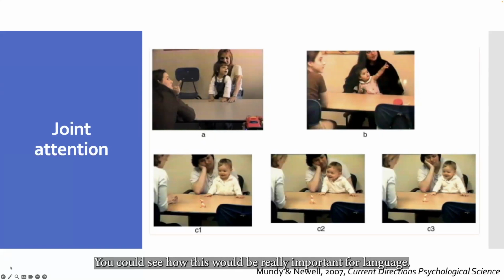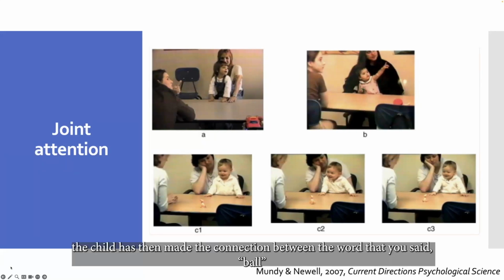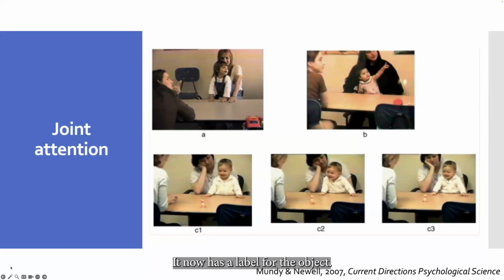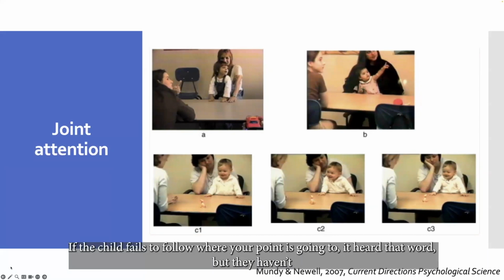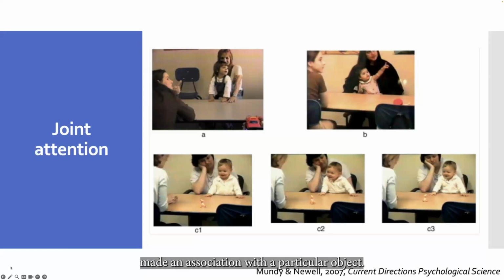You could see how this would be really important for language. If you are with a small child and you point to a ball and label that ball, the child has then made the connection between the word that you said, ball, and the object itself, and now has a label for that object. If the child fails to follow where your point is going to, they've heard the word, but they haven't made an association with a particular object.